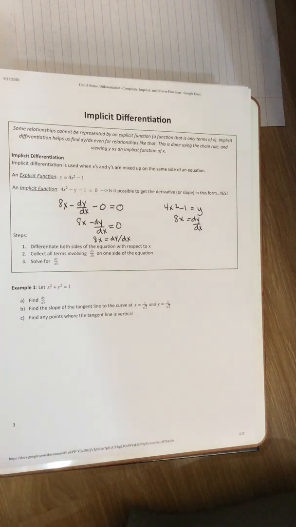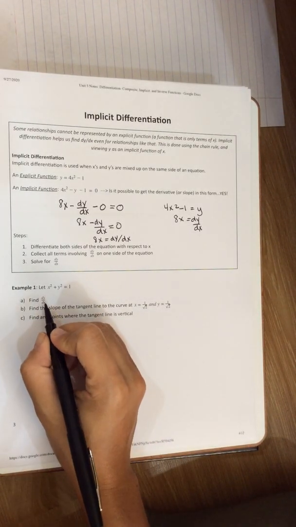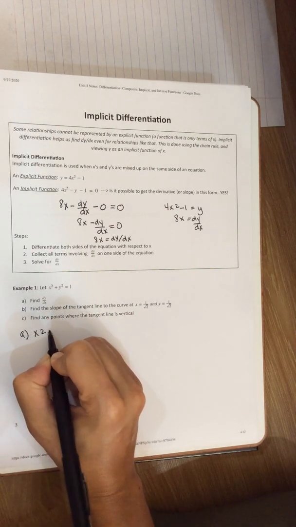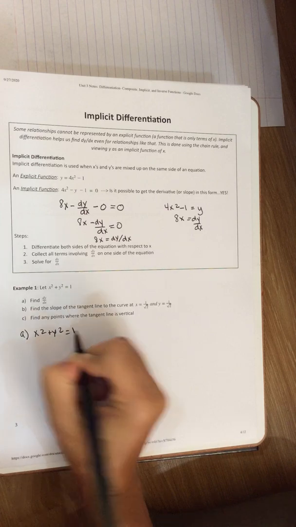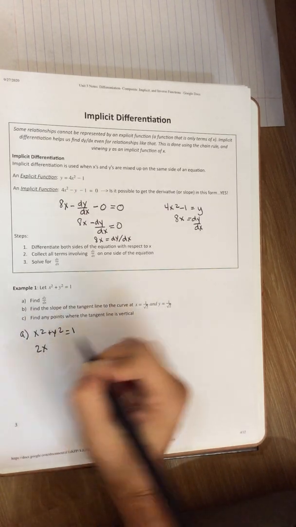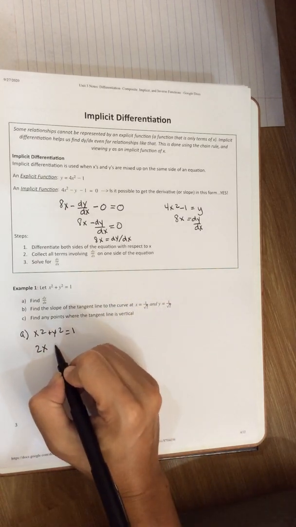So here's the first example: x squared plus y squared equals 1. It's asking me to find the derivative. Okay, let's just rewrite the equation, and we're going to derive this implicitly. So what is the derivative of x squared? Well, that's 2x. What's the derivative of y squared? Well, we have to use the chain rule here.